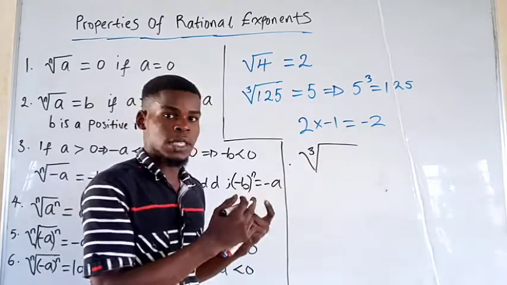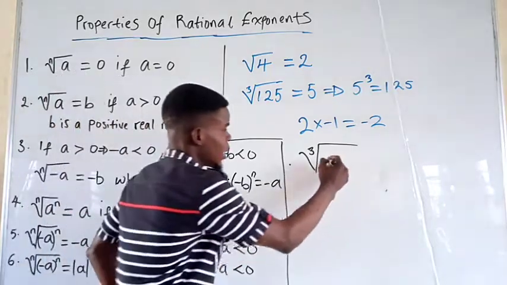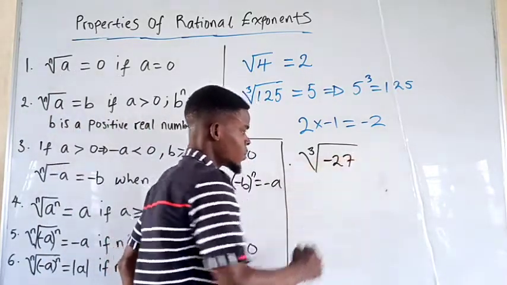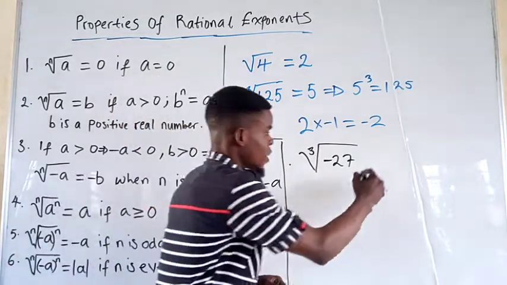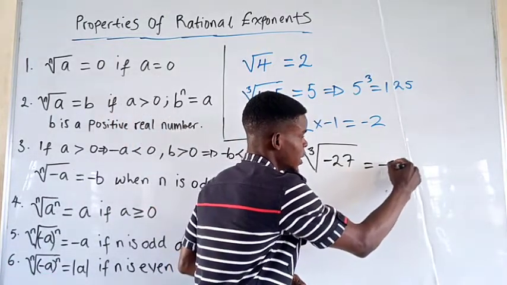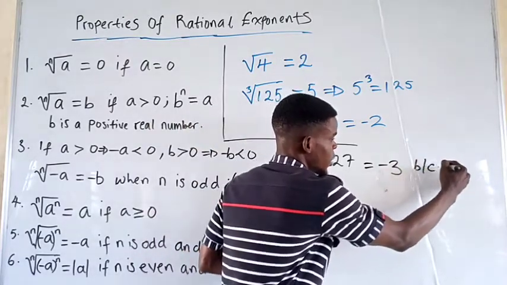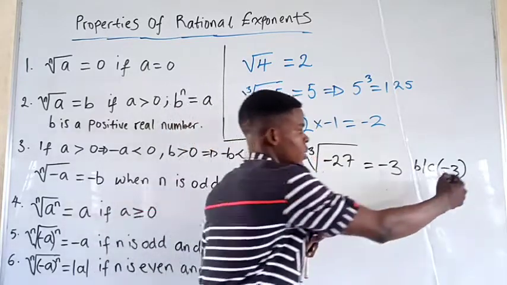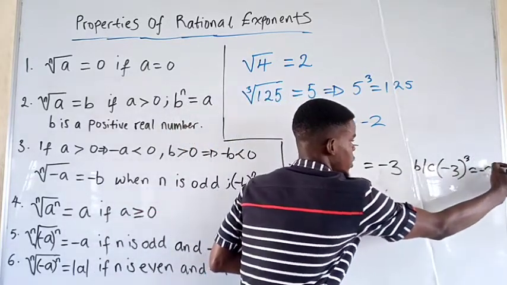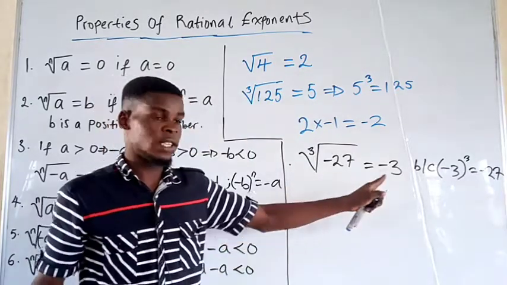Then I'm going to put in a negative number in this form, like negative 27. So the cube root of negative 27, this right here is going to give us negative 3. The reason being that, because negative 3 raised to the power of this index, 3, is going to give us negative 27. So that is why we are saying that the cube root of negative 27 is negative 3.